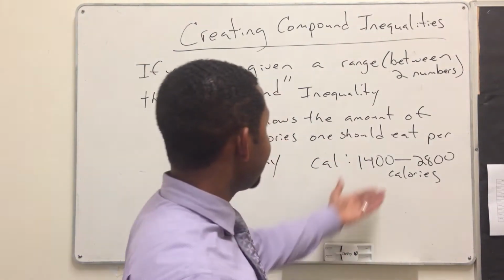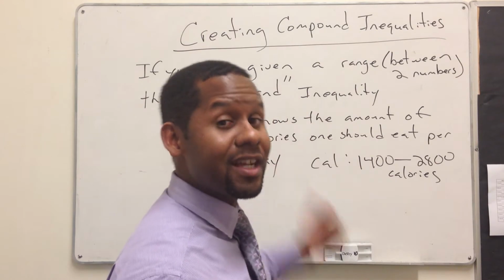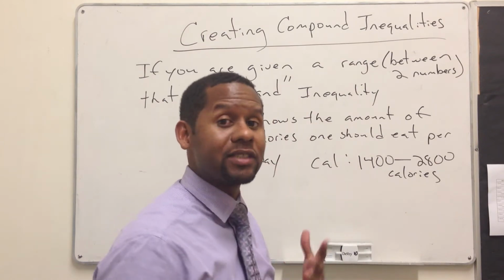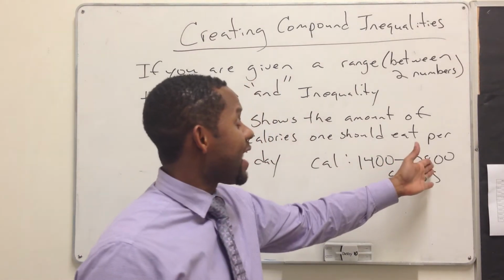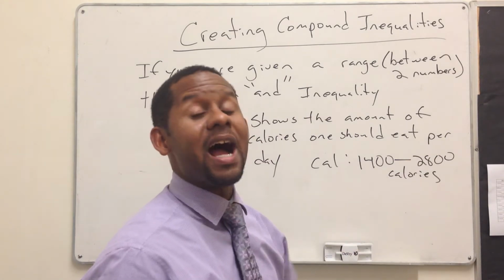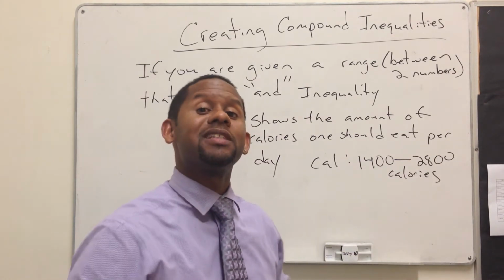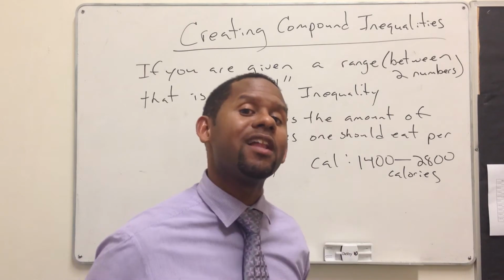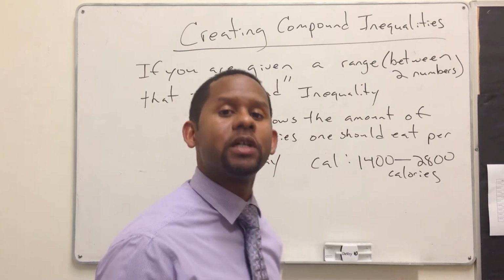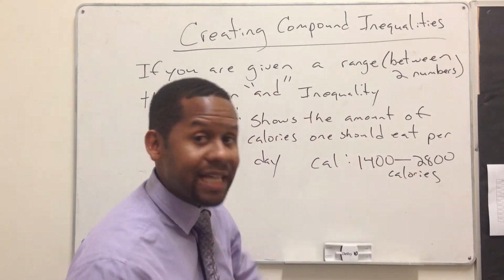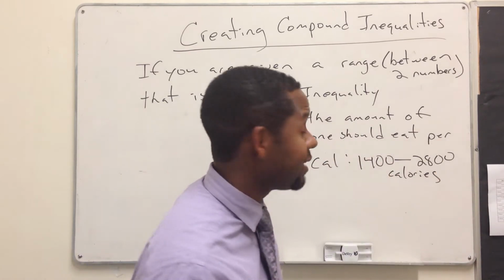And this makes sense, right? If I eat less than 1,400, I'm not eating enough. I don't have enough calories, I don't have enough energy. If I eat more than 2,800, I'm eating too much, and now I'm going to start to gain extra weight because I have more calories than I'm actually using. That's too much for me. All right? So that's the idea, just to ground this all in reality.